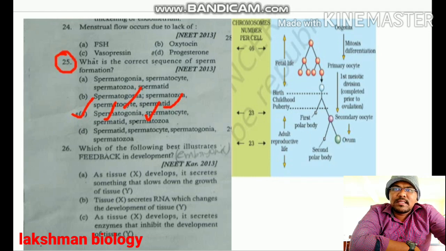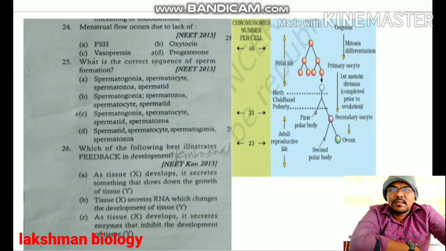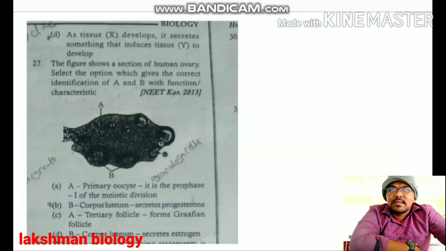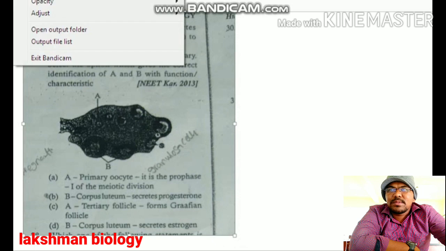Next, question number 26. Which of the following best illustrates feedback in the development? Here they gave 4 options related to embryonic development. We have to identify which one is correctly explained about embryonic development. Options A, B, C are all wrong. If you see option D, this one is correct. Why? Because of what they gave first in option D.